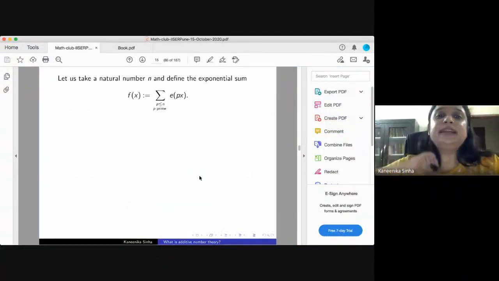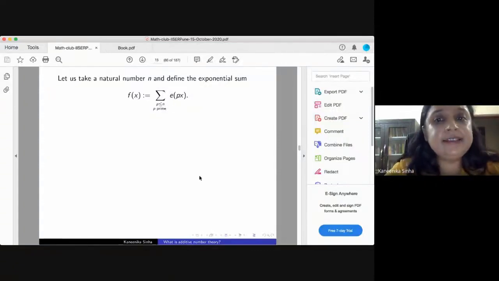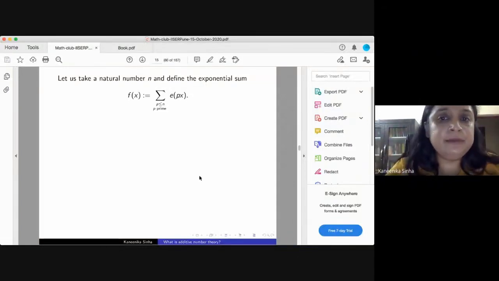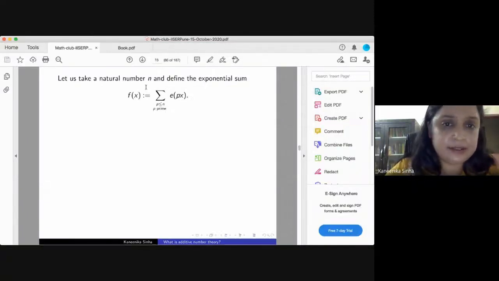Now let us take a natural number n and let us define the exponential sum. Whenever I take combinations or sums of these exponential sums, I just denote them as an exponential sum. In particular, we take exponential sums coming from prime numbers. Take some fixed natural number n and denote f of x to be equal to the sum of e of px as you run over all the primes less than or equal to n.